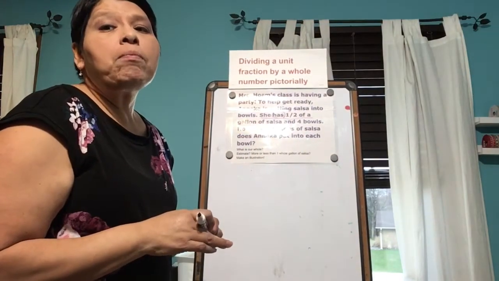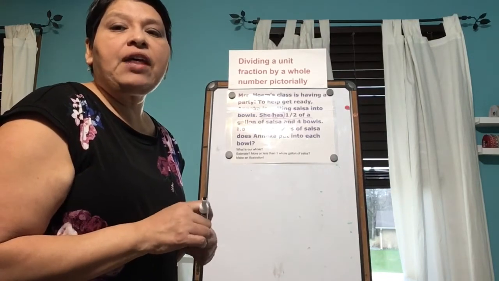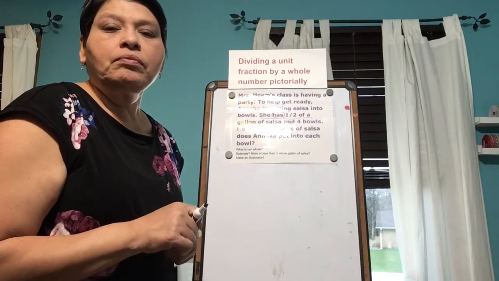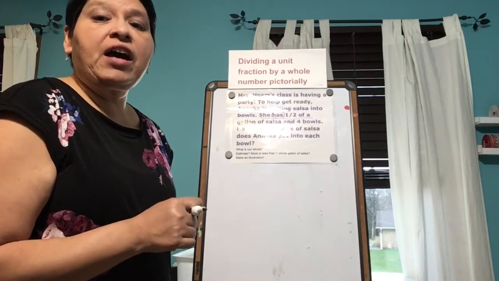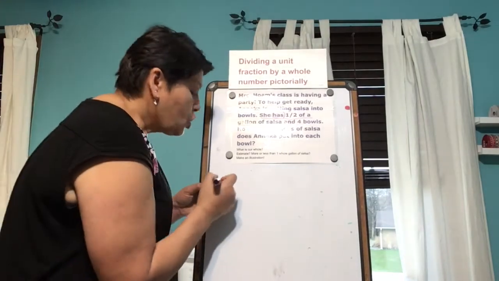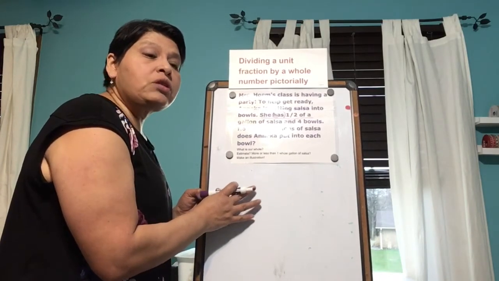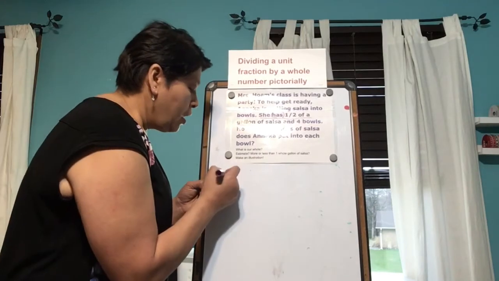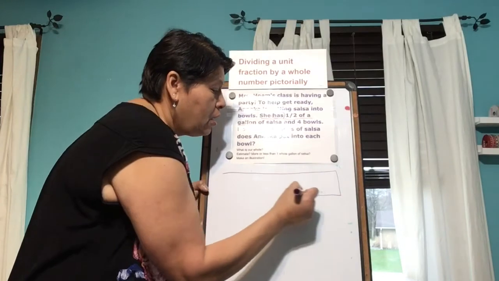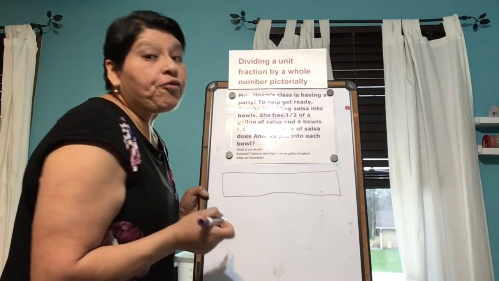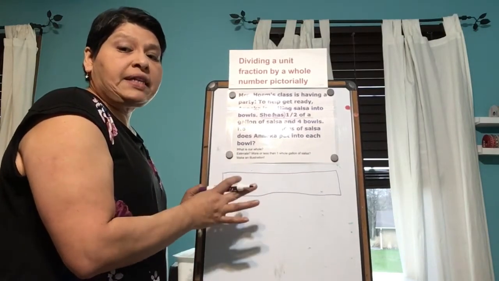So, how much salsa does she have? Take a second and think about that. Okay. She has 1/2 a gallon of salsa. So now we're going to start drawing our pictorial so that we can use this to get to our solution. I am going to draw a rectangle. I'm drawing it freehand, so it's not perfect. Please go ahead and draw your rectangle.